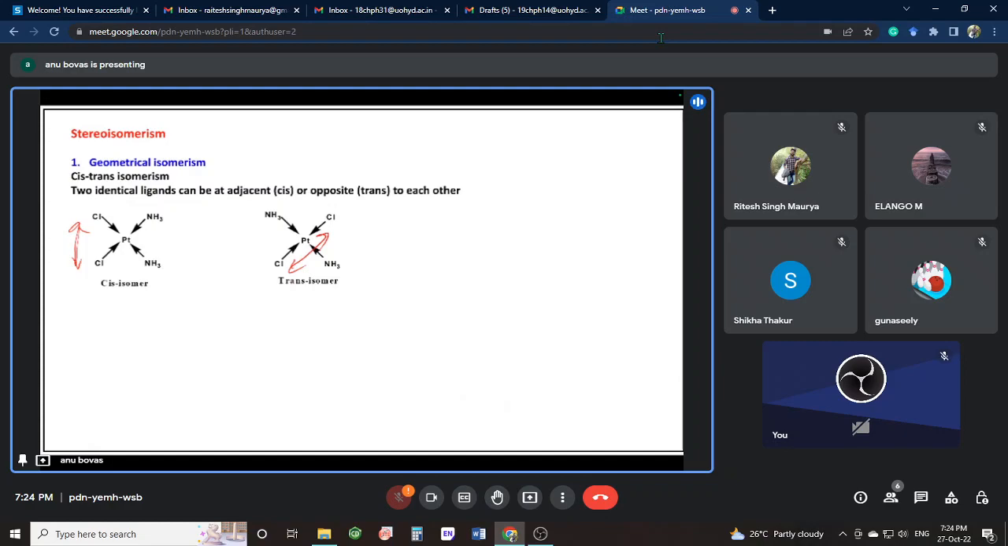For example, if we have a central metal atom, cobalt, we have A, A, and here B, B. So this is trans, opposite to each other. But if we have Co with A, A, B, B, A, A adjacent to each other, in this case it will be the cis isomer.